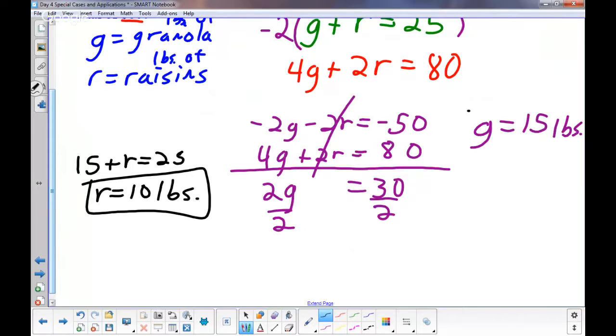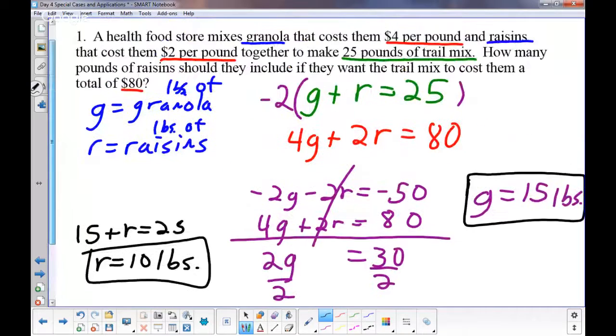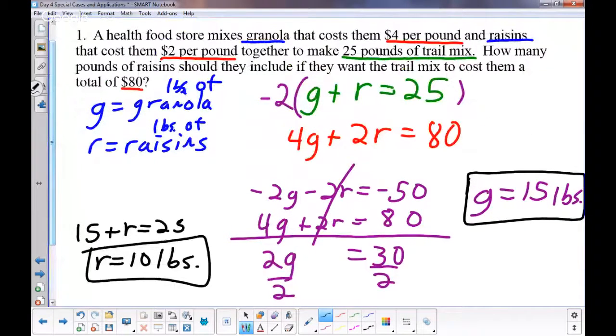But we always could ask, how many pounds of granola, and you now know it's 15 as well. So it's 15 pounds of granola, there are 10 pounds of raisins. So in the answer, how many pounds of raisins should they include? It's 10 pounds, right? And we could always ask, if you wanted to, an extra question, how much does 10 pounds of raisins cost? And it's $20. It's not bad. It's a lot of raisins for $20.